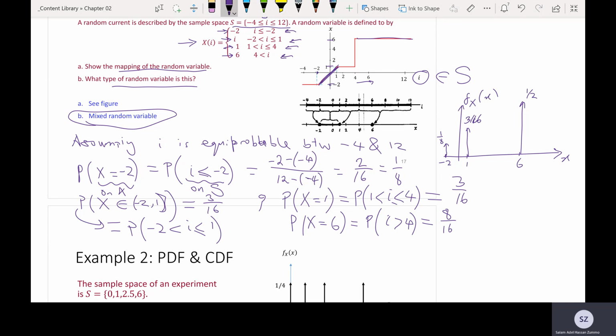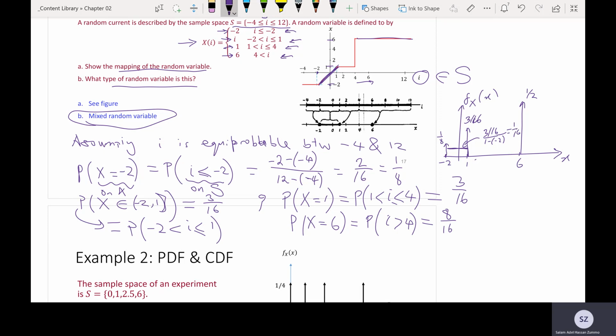However, 3 over 16 divided by the width of 3, right? So basically, this will be a number. It's like a uniform with an amplitude equal to 3 over 16 divided by the length, which is 3. It's 1 minus minus 2, which is 3 over 16 over 3, which is 1 over 16.